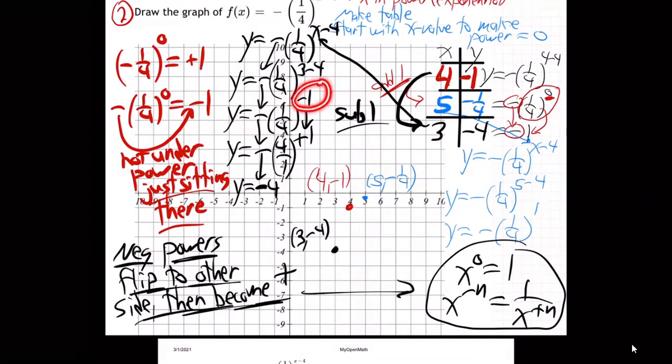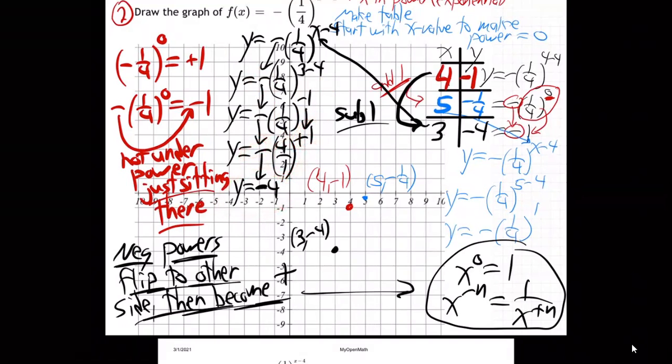So negatives in the power zone do not at all cancel negatives in the front. Those are in 2 totally different worlds. The negative in the front is just sitting there watching the ball game. The negative on the power, he has power. He makes the whole fraction flip, and then it becomes positive. So negative powers are unhappy. They make everything flip. Then they're positive. Then they're happy. So negative 4 over 1 is just negative 4.